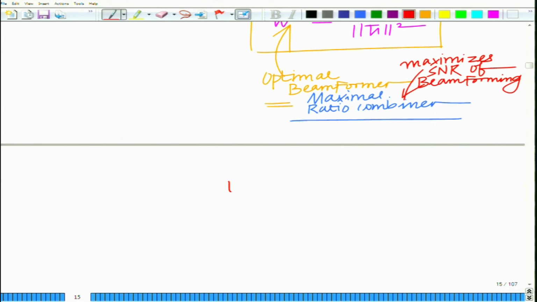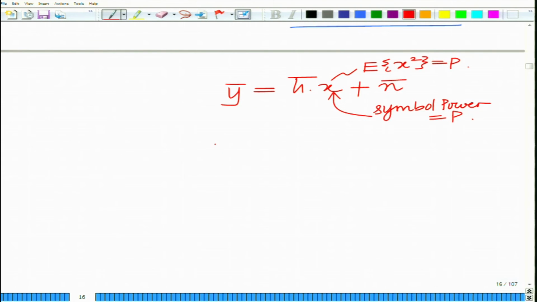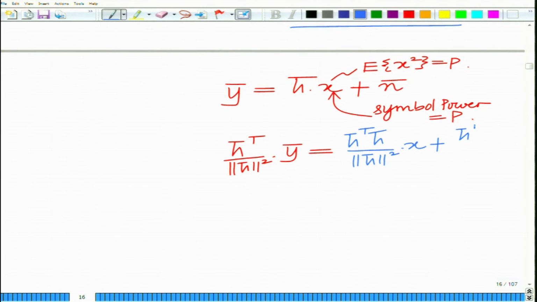And what is the SNR? That is easy to see. If you have y bar equals H bar times x plus n bar, let the symbol power, that is expected value of x square, equal P. Now, I am beamforming with the maximal ratio combiner, that is H bar transpose divided by norm H bar square into y bar. This is H bar transpose H bar divided by norm H bar square times x plus H bar transpose n bar divided by norm H bar square.